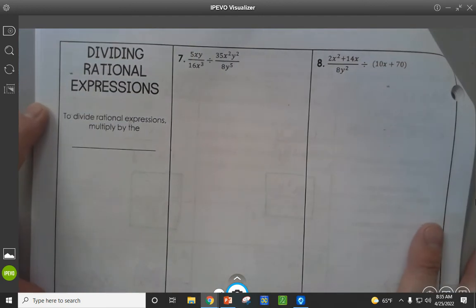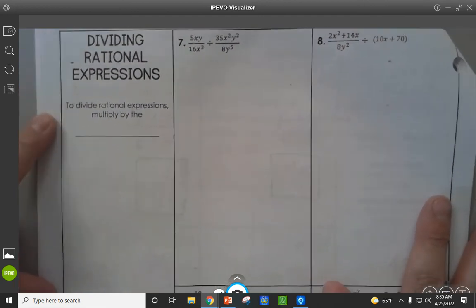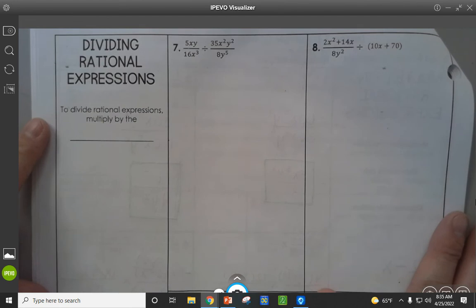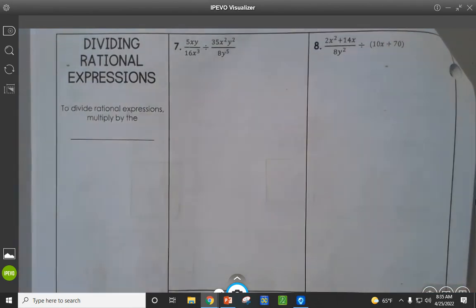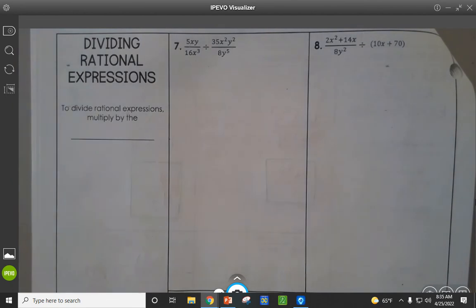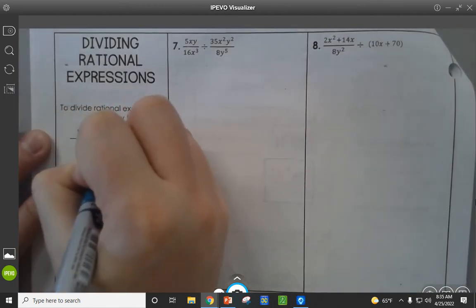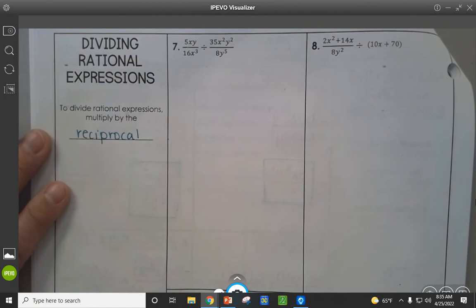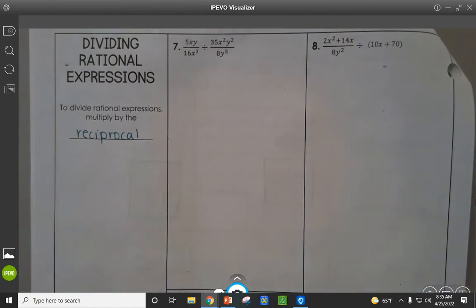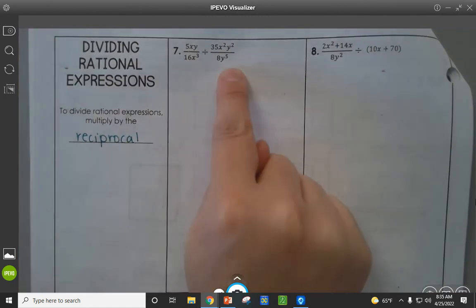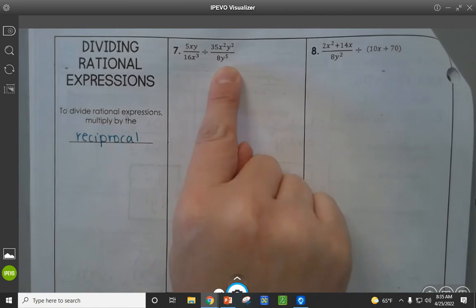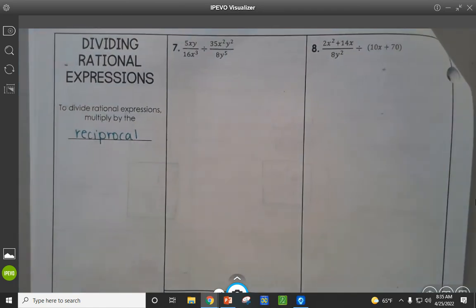Now, we don't really use keep, change, flip in Algebra 2. That's a little bit more simple. We're going to use some fancier terminology. When we are dividing, we say that we multiply by the reciprocal. So we multiply the first fraction by the reciprocal of the second. Reciprocal just means they're flipped upside down.